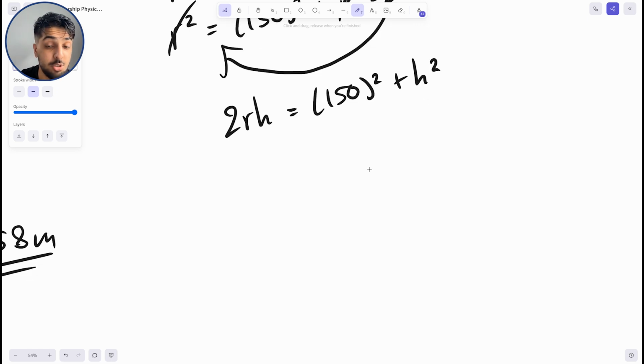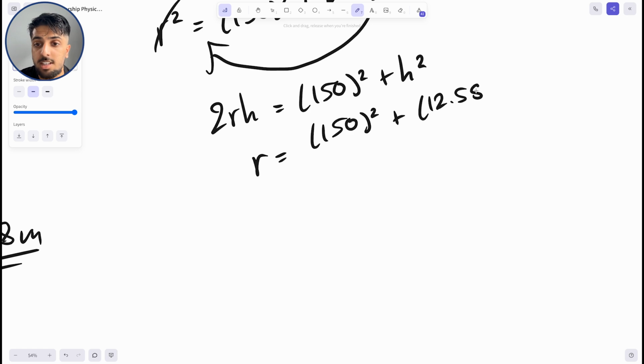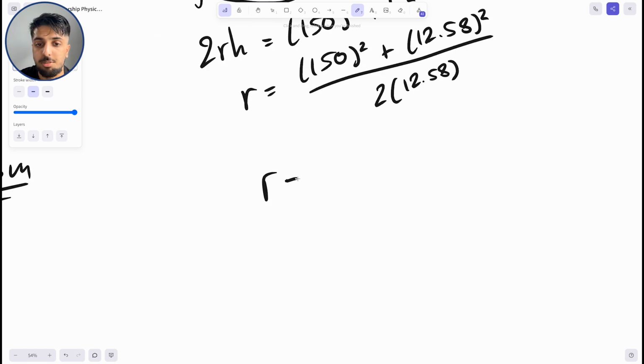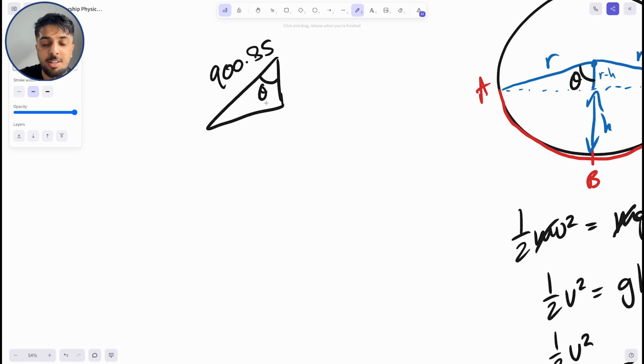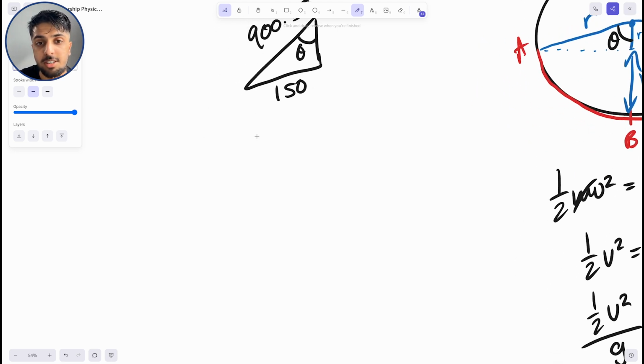Dividing both sides by 2h, we get r is equal to 150 squared plus our h squared, which is 12.58 squared, all over our 2h, which is 12.58, and we get a radius of 900.85 meters. There we go. And so again, looking at that triangle again, we have our theta there. This is our 900.85, and this is our 150.